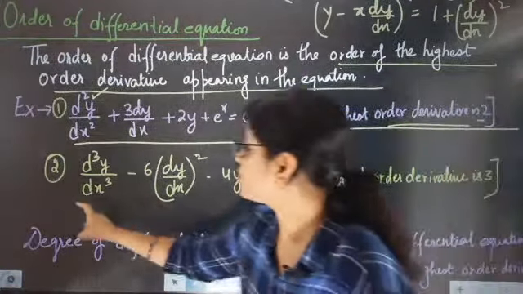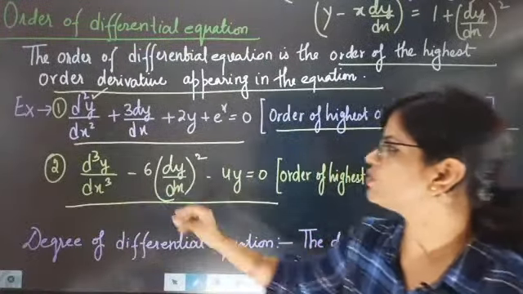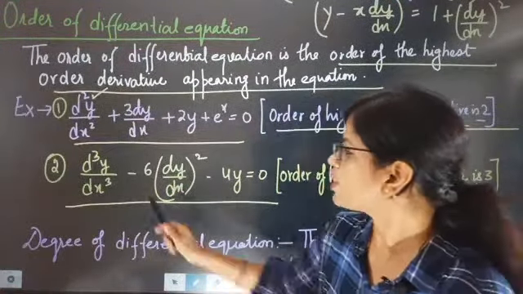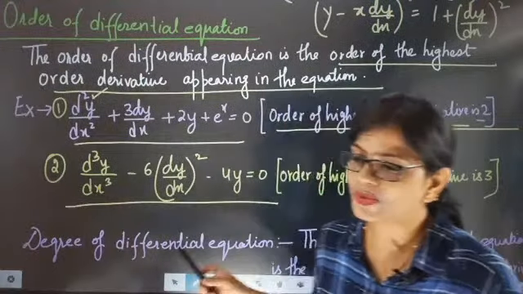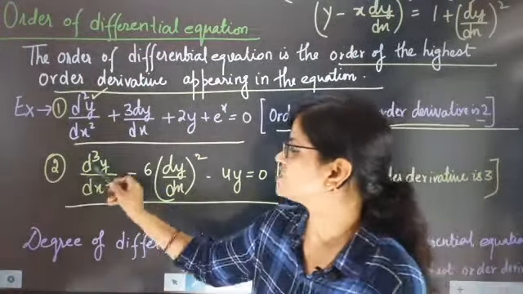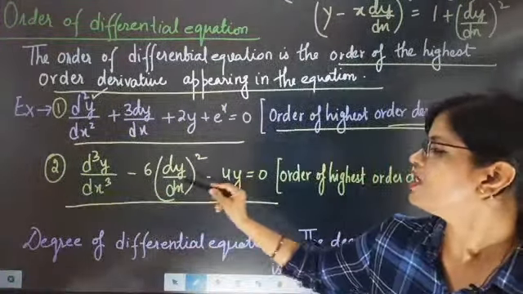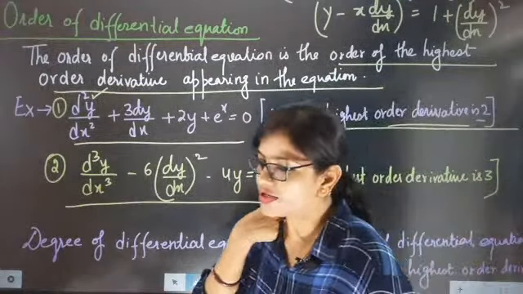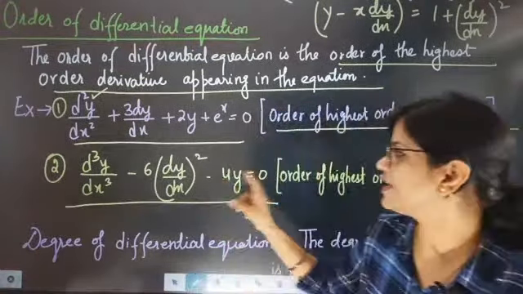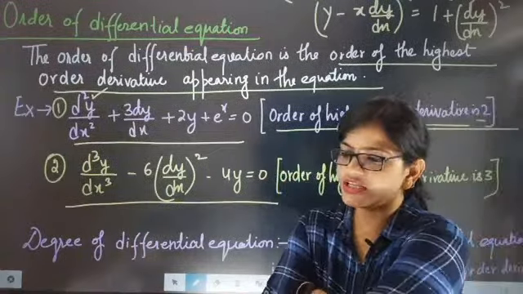Okay, now here, what is the order? Check this one out and start answering the question. What should be the order of this differential equation? d cube y by dx cube minus x dy by dx whole square. So what is the order here?